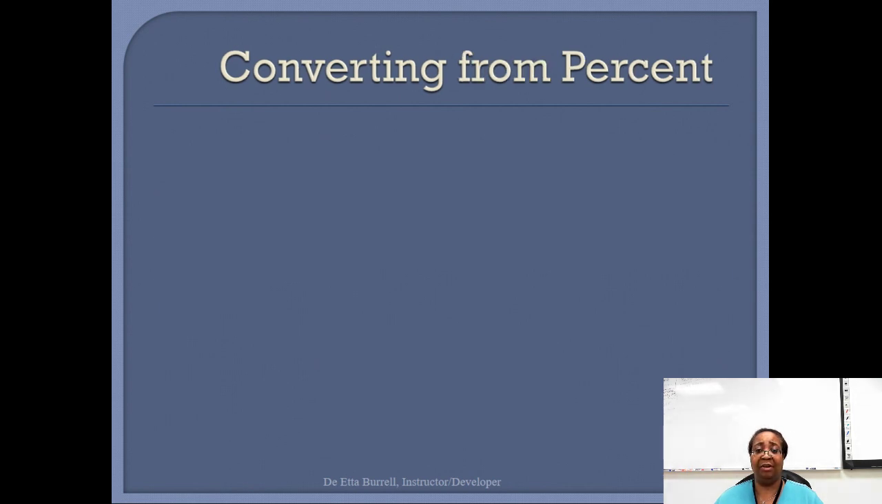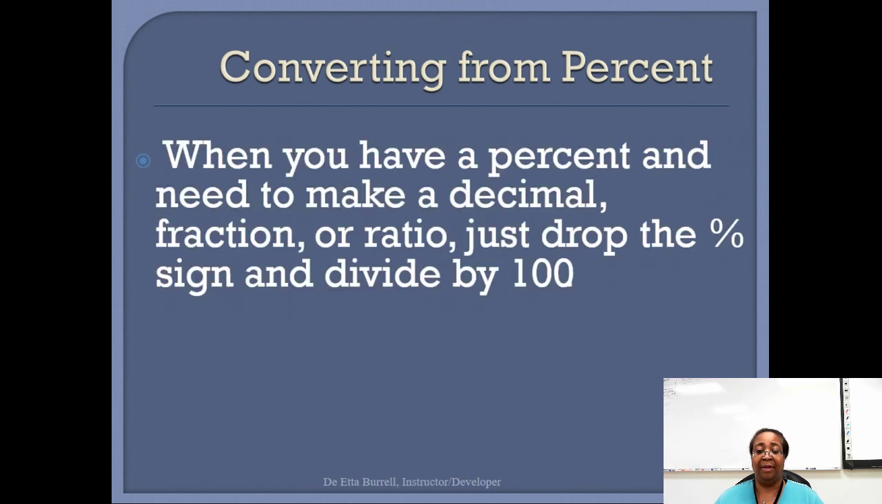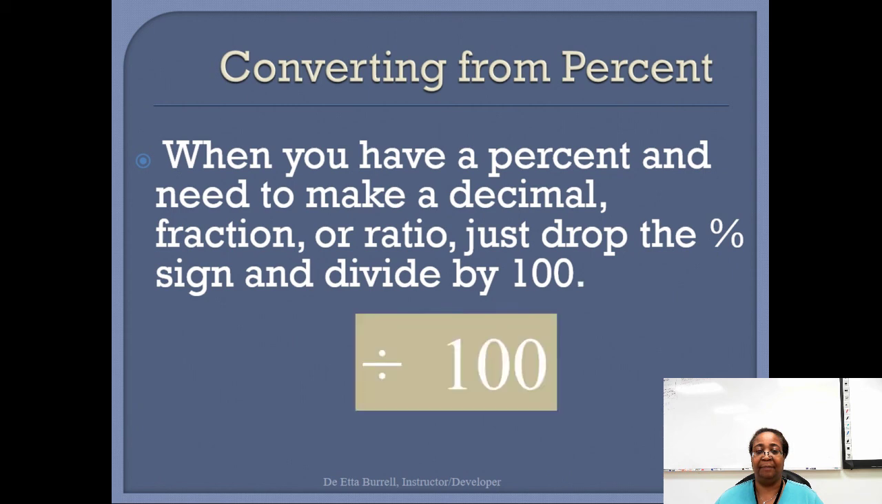Now, when converting from a percent, you have to get rid of the 100. So the way that you do that is the opposite. You divide by 100. So when you have a percent and you need to make a decimal, a fraction, or ratio, just drop the percent sign and divide by 100. That's the math behind it. So if you can remember those two rules, it will really help you with your conversions.